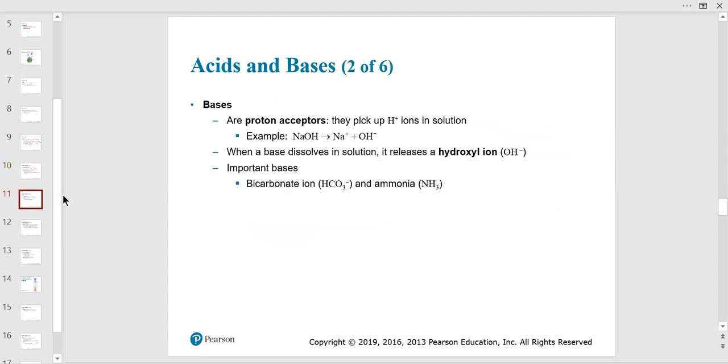So this is just talking about sodium hydroxide. I don't think you really need to know about this. You should know this though. This is called hydroxyl ion. This one you need to know too. This is bicarbonate. So this is a buffer in our blood.